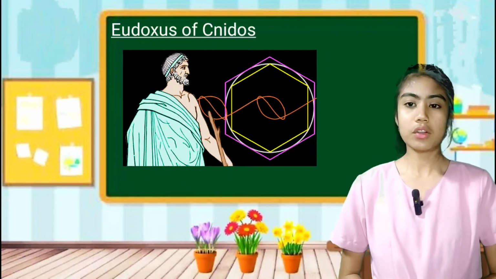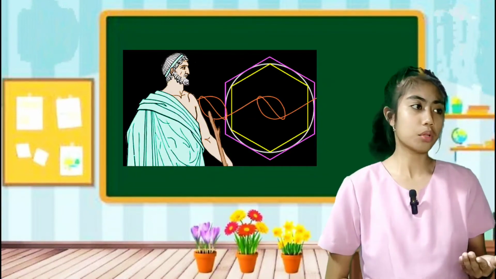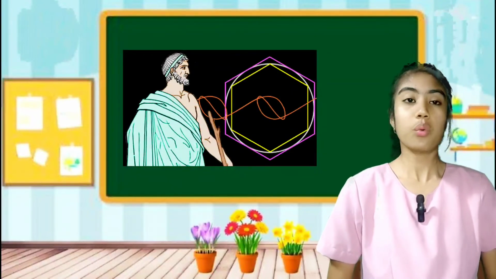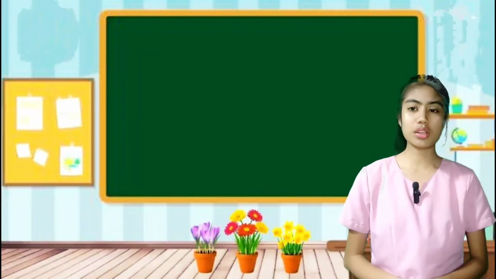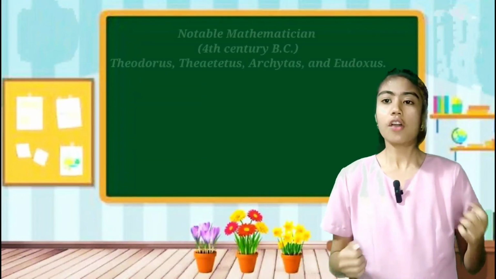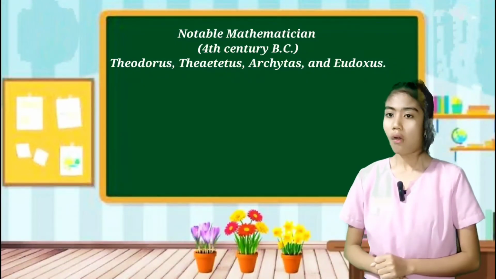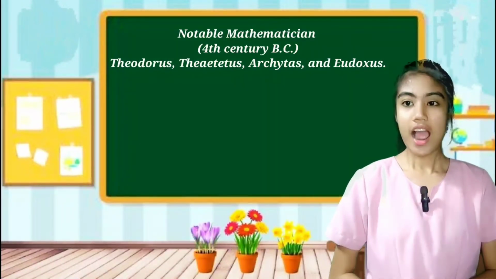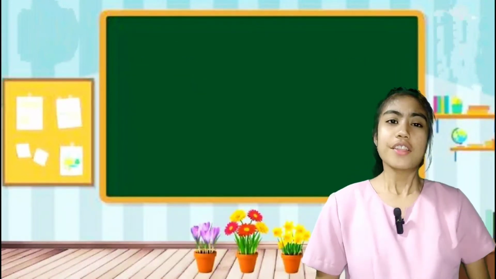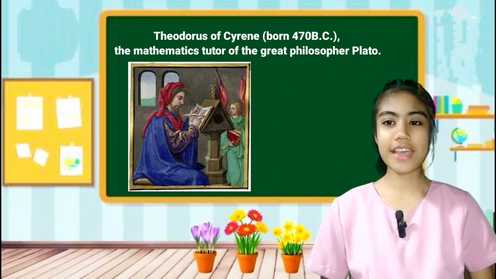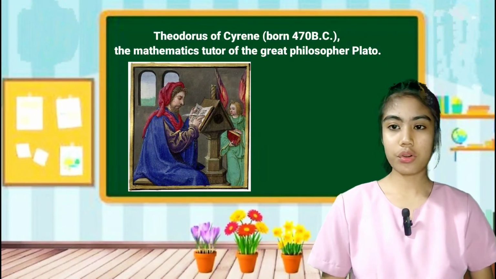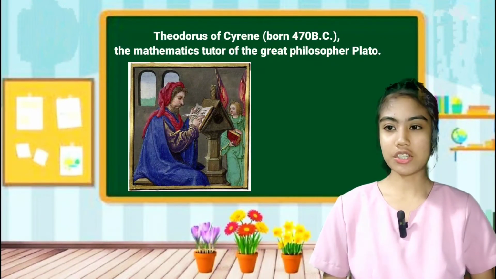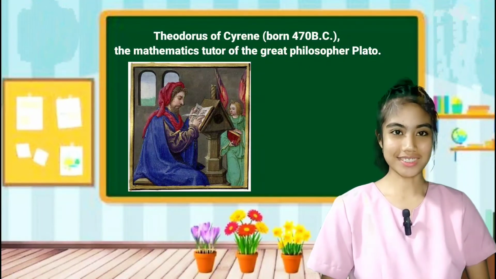His great contribution was the revised theory of proportion applicable to incommensurable as well as commensurable quantities. It was a formidable task and engaged the best efforts of the most notable mathematicians of the 4th century BC: Theodorus, Theaetetus, Archytas, and Eudoxus. Theodorus of Cyrene, born 470 BC, was the mathematics tutor of the great philosopher Plato. Perhaps the most brilliant Greek mathematician before Archimedes was Eudoxus.